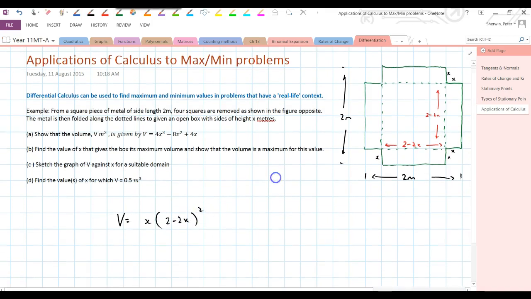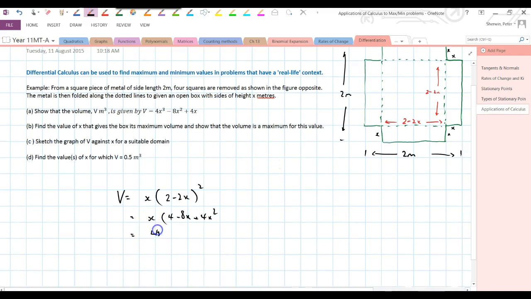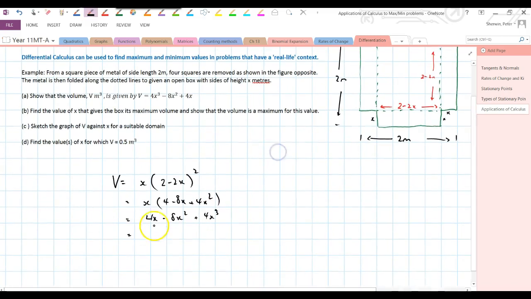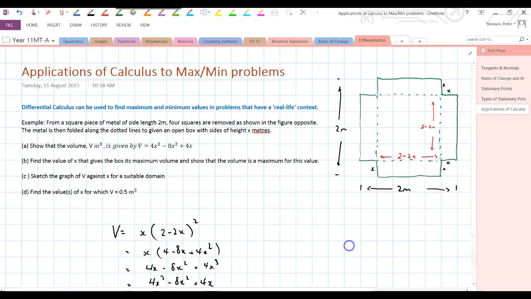That'll be our volume. So as we go about this, we just need to expand this out. 4 minus 8x plus 4x squared, which will equal 4x minus 8x squared plus 4x cubed. And then just to rewrite it in the form that they've got it, 4x cubed minus 8x squared plus 4x. So we've satisfied part A. So part A is just about setting up an equation.